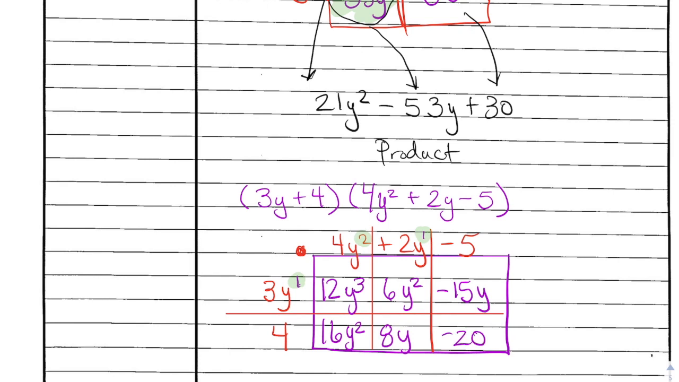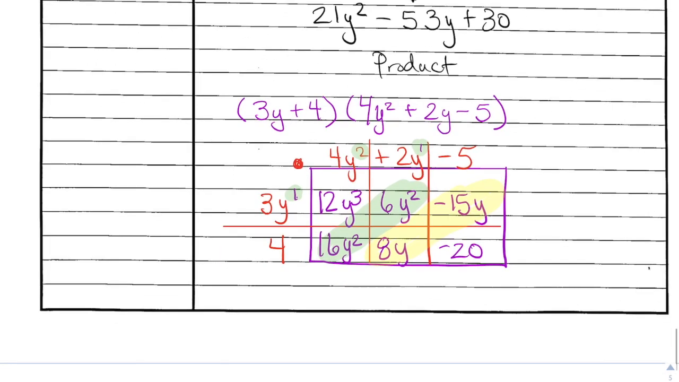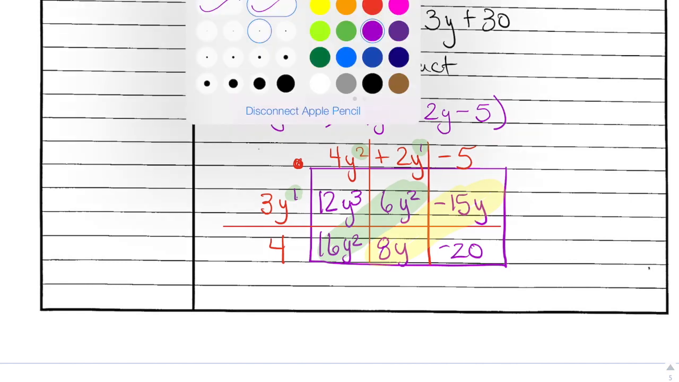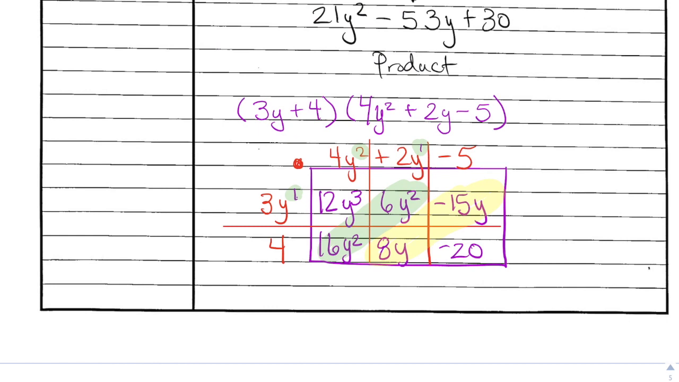And now I could start looking for my like terms. So if I look, these two are like terms. They both have a y to the second. These two are like terms. They both have a plain old y, and then my numbers on the diagonal there the other way have no like terms. So our final answer is 12y to the third. Again, I'm going to add in the middle here, and here are my green and yellow spaces.